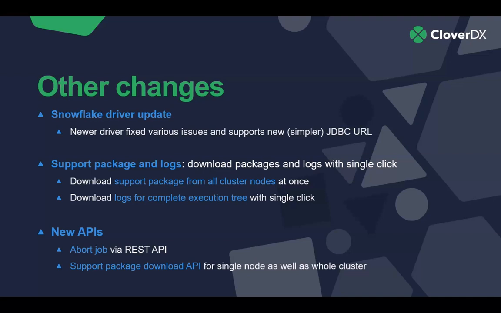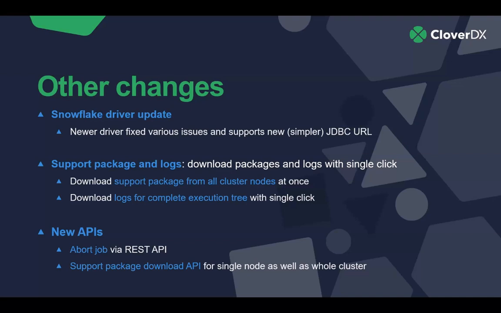faster. And similarly for logs, oftentimes when looking into production issues, you need to investigate more complex job hierarchies. So now there's a simple button for downloading the complete execution tree with a single click. You don't have to download the log from each job separately, save it somewhere in a folder and zip it, but you just push the button and it does that for you.